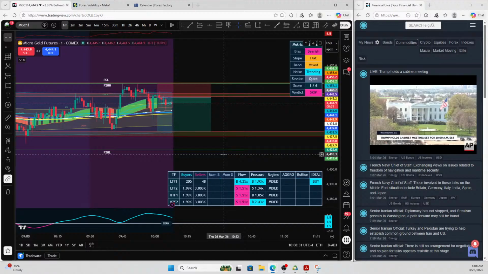For us to be bullish, we want to see our bias pointing towards the bull side. We want to see our structure pointing towards the bull side. And then we also want to see our volume pointing towards the bull side as well. So when all of the things are pointing toward the bull side, we'll be looking for bullish trades.